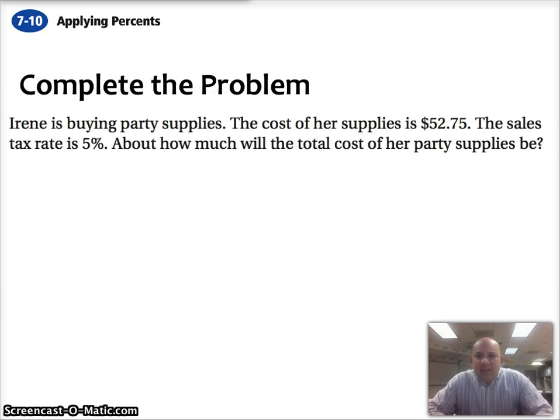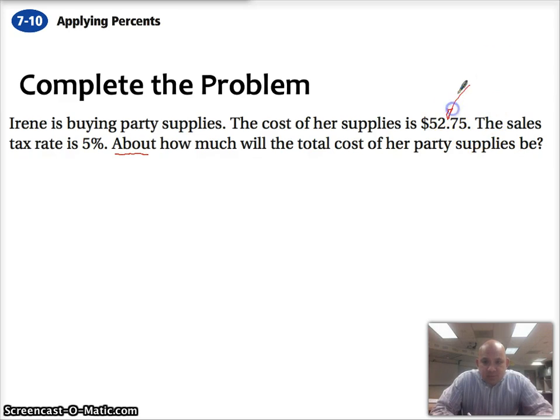Now, here is the problem that you need to complete. It says Irene is buying party supplies. The cost of her supplies is $52.75. The sales tax rate is 5%. So this is an amount that you're going to pay above this price. About, there's the word about, how much will the total cost of her party supplies be?